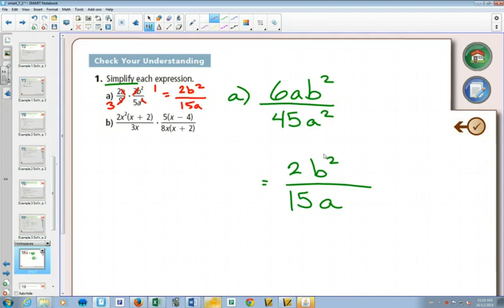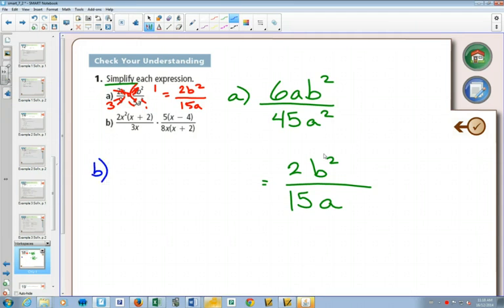Leaves me with 15a. So that also works, but you got to be careful because you start messing it up, and then you're like, oh, where was I? And you might get lost along the way. So sometimes it's nice to write it out fully and simplify it one step at a time.